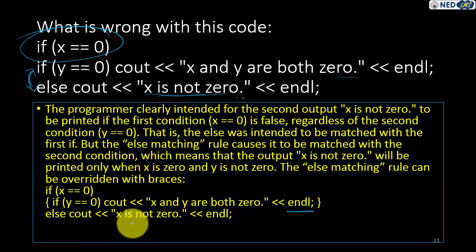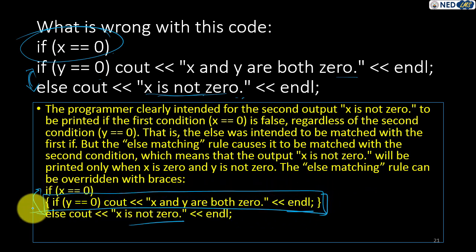Else cout x is not 0. So in this case, this else is going to be matched with this if, because this code block ends with this curly bracket over here. So this code block belongs to this if, and this else is now matched to this if. So if this condition is false, then we are just going to print x is not 0.